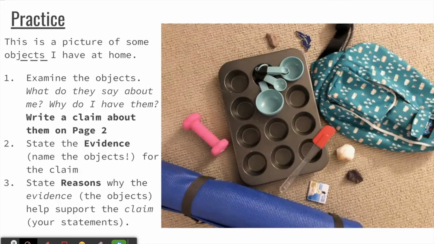So now you're going to try this. Based on some photographs that your teachers have provided, you're going to try to draw some conclusions about your teacher. So here's a picture of some of Miss Salisbury's objects that she has at home, and these tell a bit of a story about her as a person. So if you have her, you're going to want to look at these objects. What do they say about her? Why would she have them? State the evidence. In other words, what specific objects in this picture relate to the claim that you're making? And what are some reasons why that evidence supports your claim?